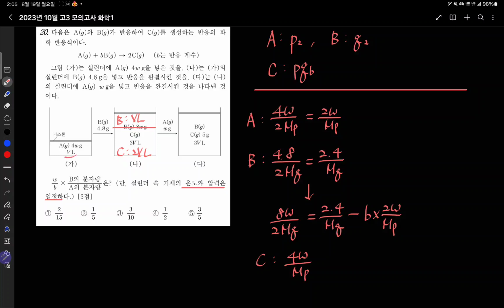So this means the volume of gas B left over is the same as the volume of gas A participating in the reaction. So this leftover in B is the same as the initial amount in gas A molecule. So that's equal to 2W over MP.